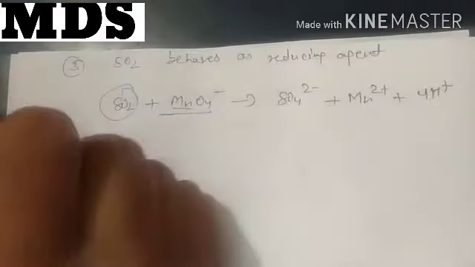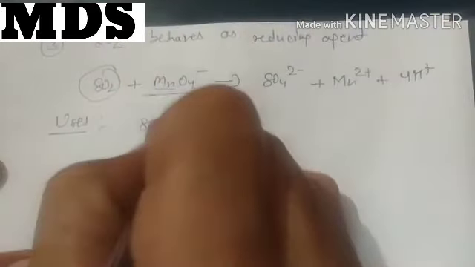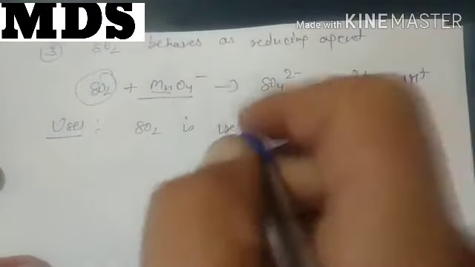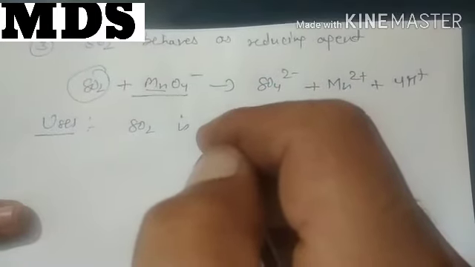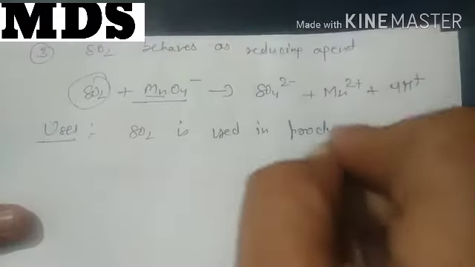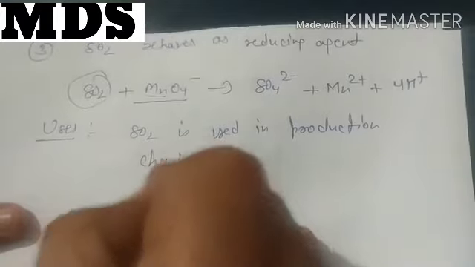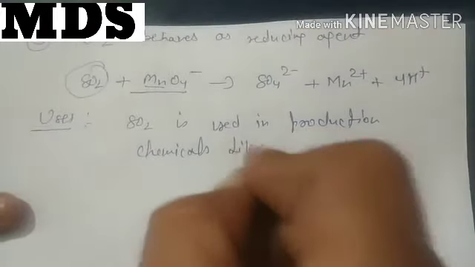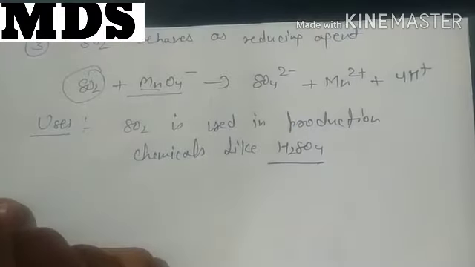Now, if you go for the uses, sulfur dioxide is used in a lot of chemical processes. Sulfur dioxide is used in production of chemicals like sulfuric acid. That is one of the most important chemicals.